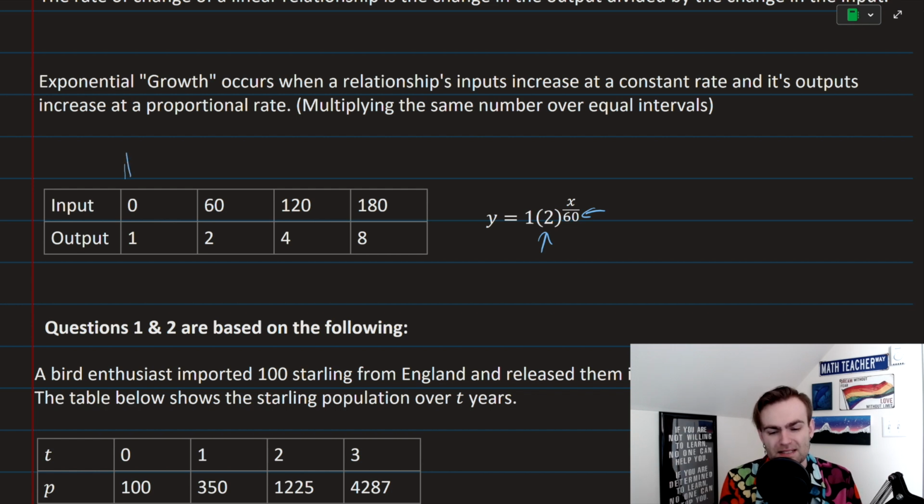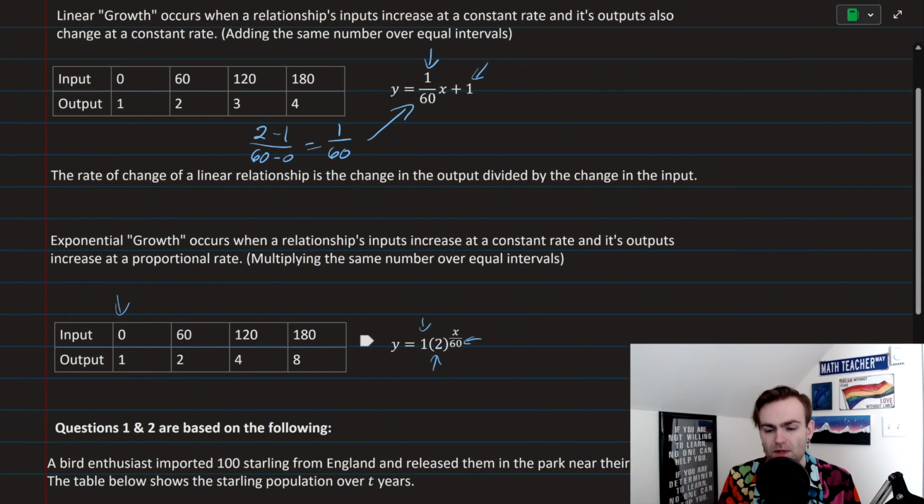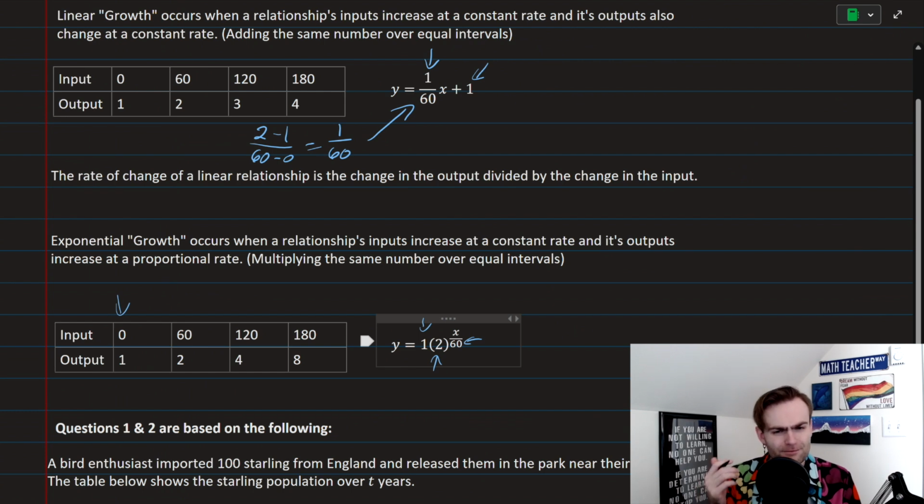The last part is our starting value. When we have an input of 0, our output is what's being multiplied by this thing to a power. It's our initial value. So you can see for both of these equations, it's fairly simple how they grow. Here we add 1 for every 60 we have. Here we double for every 60 we have. We start at 1, we start at 1. So you can see where each of those pieces come from.